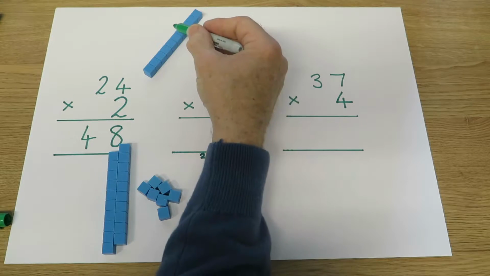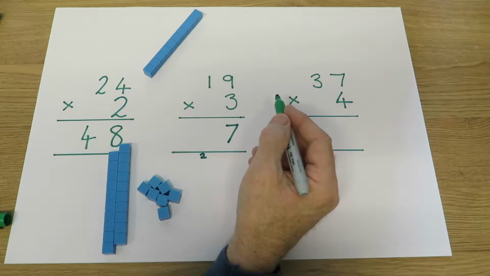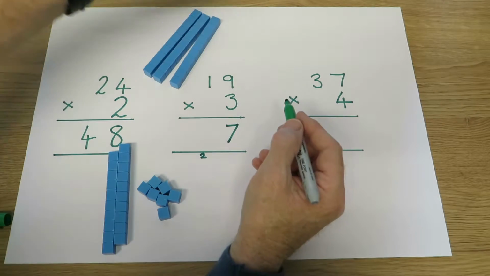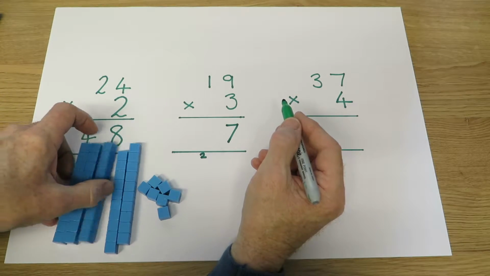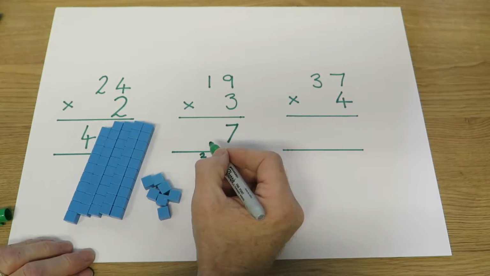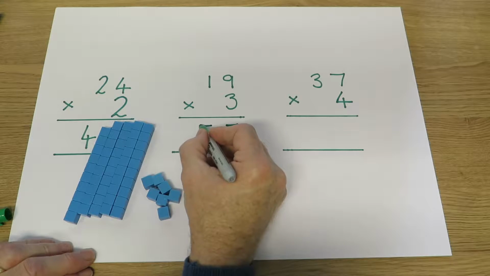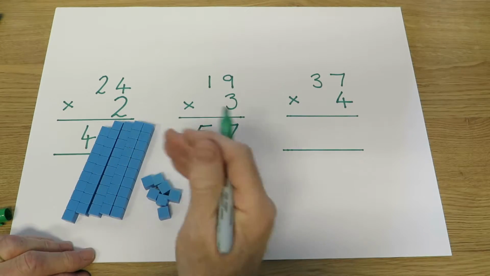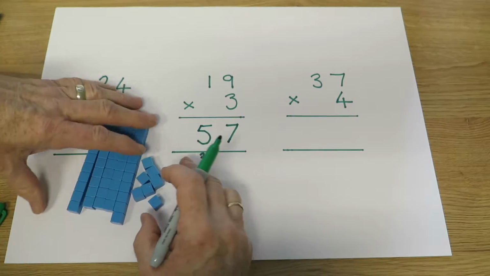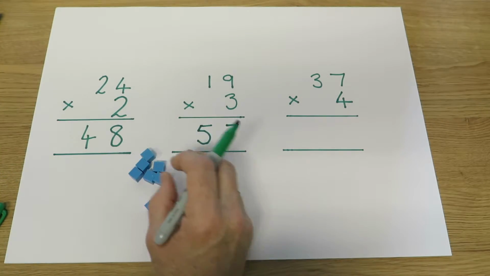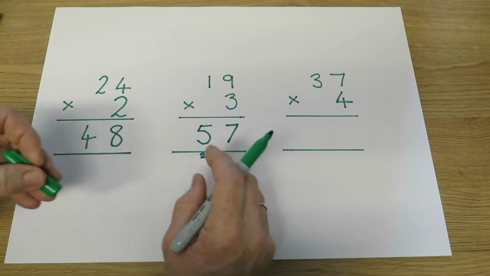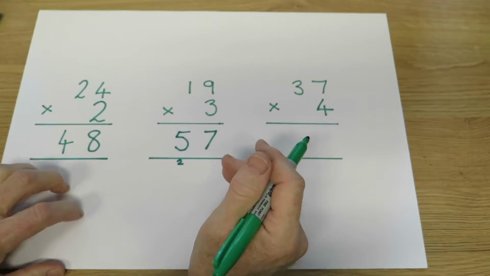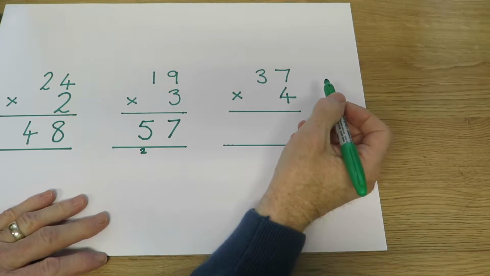Then we've got 1 times 3. So 1 times 3 gives us 3 tens plus the 2 tens we already had. So now we've got 5 tens. Final answer, 19 times 3 is 57. And let's look at the last question here, but this time without the units and tens, because the children should now be getting used to the system.